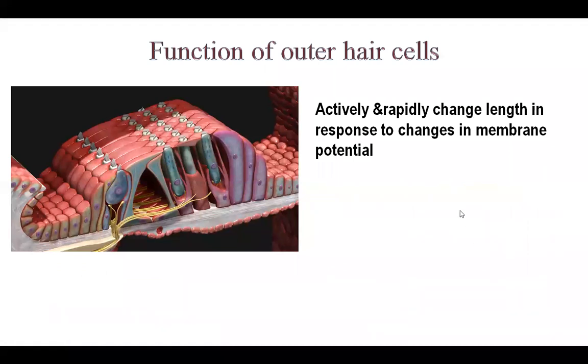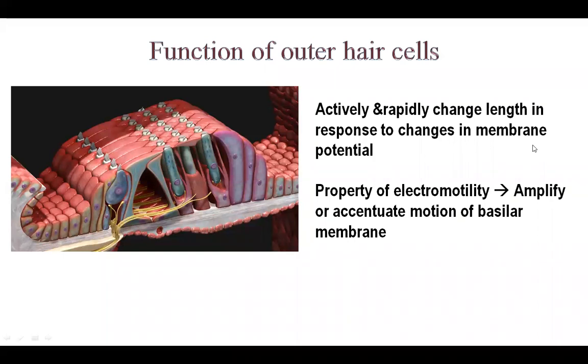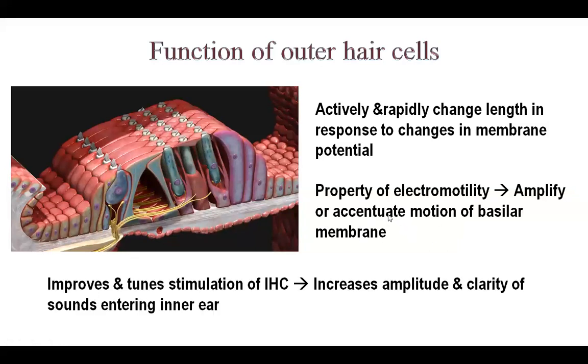So, depending on the changes in the membrane potential, the outer hair cells actively and rapidly change their length. This property of electromotility causes either amplification or attenuation of the movement of the basilar membrane. Attenuation means reduction. So the increase or decrease in the length of the outer hair cells helps in improving and tuning the stimulation of the inner hair cells. This is how the outer hair cells increase the amplitude as well as the clarity of the sounds which enter the inner hair cells.